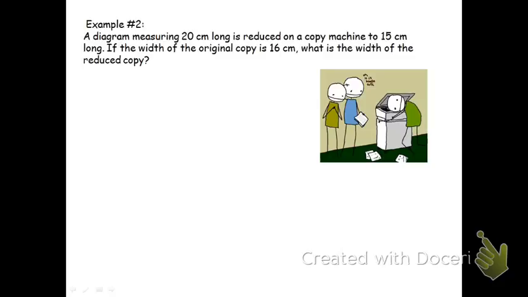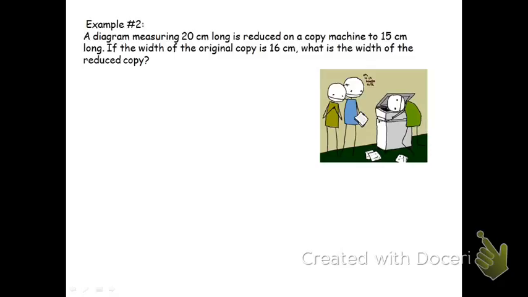Moving along, example 2. A diagram measuring 20 centimeters long is reduced on a copy machine to 15 centimeters long. If the width of the original copy is 16 centimeters, what's the width of the reduced copy?